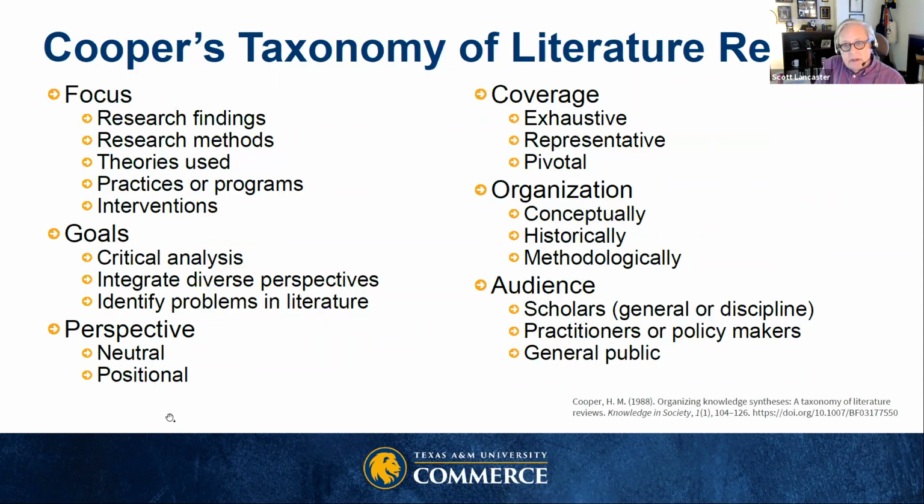I like to look at Cooper's taxonomy of literature reviews because a lot of people don't really know what they're supposed to put in a literature review, what it is. And Harris Cooper came up with this taxonomy in 1988, and he had 6 different criteria or ways that he was classifying a literature review.